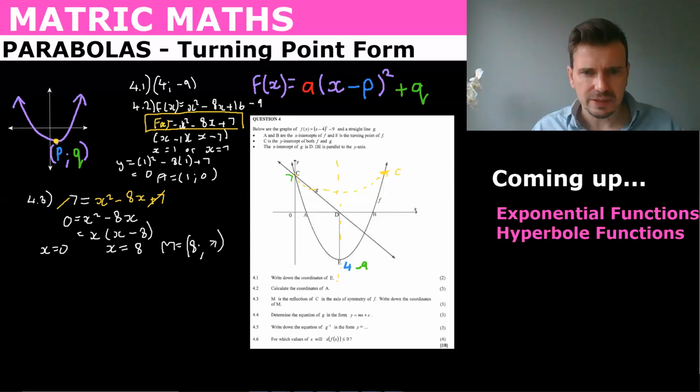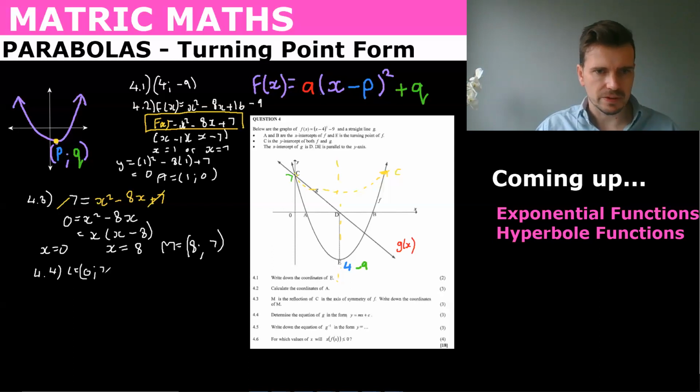Okay, 4.4 says determine the equation of g in the form y equals mx plus c. So g of x is our straight line, right? So we need two points on the graph to solve. Well, first of all, we know that this point C is equal to 0 and 7. Okay, so that's one of our points.